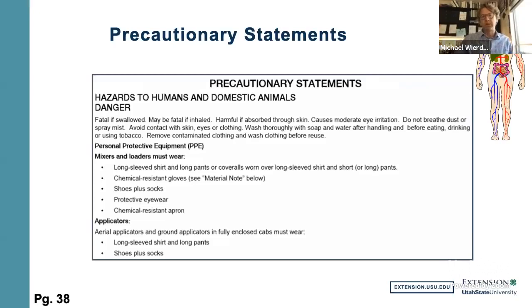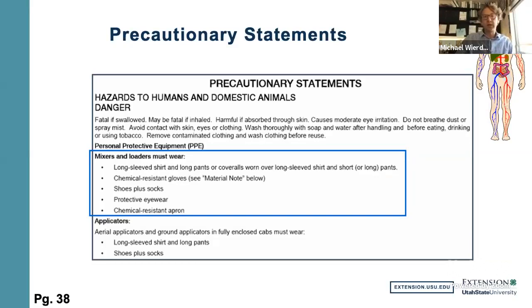Always read the precautionary statements prior to mixing, loading, and applying pesticide. The hazards to humans and domestic animals and the steps to minimize exposure are outlined there. This label section includes the required personal protective equipment, or PPE, that is required when mixing and loading, and those requirements when applying the pesticide.